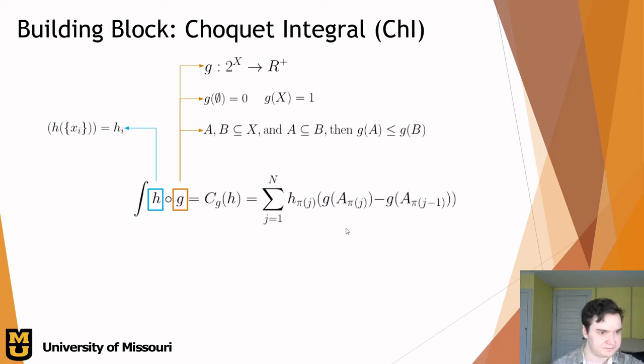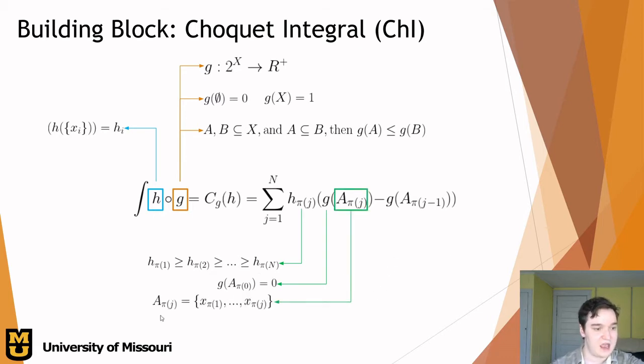Now, the actual equation for the Choquet integral is given right here, and as you can see, it is essentially a weighted sum of differences between these g values here. And pi is going to represent a sort on the inputs, such that h of pi of 1 is greater than h of pi of 2, and we're going to establish that g of A of pi of 0 is 0, and that A of pi of j is going to represent the first j sources when sorted according to pi.